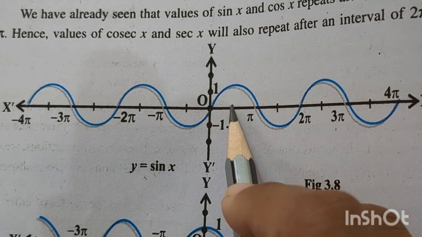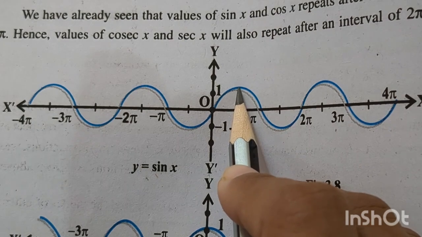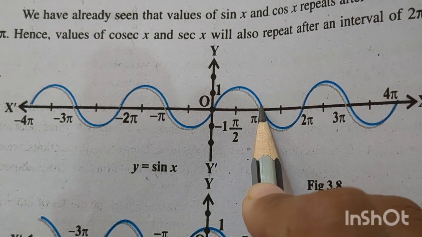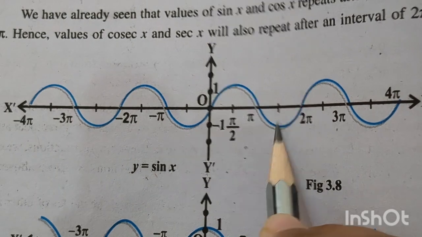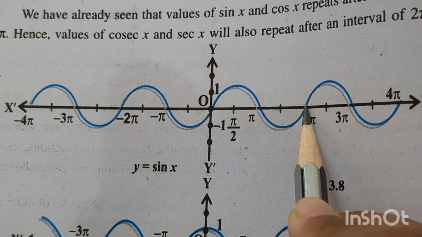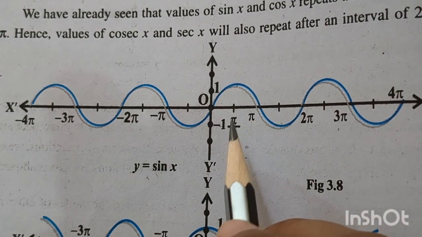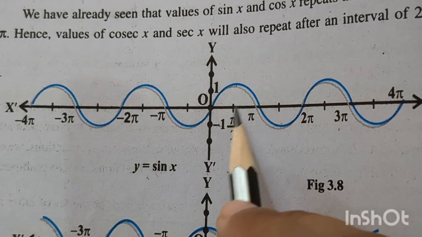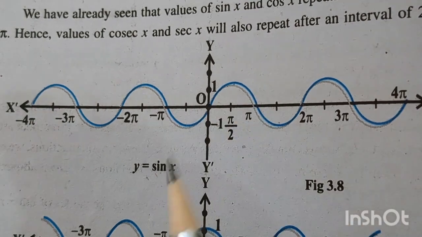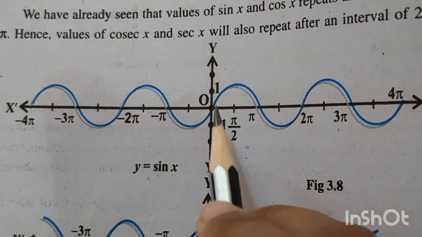Then corresponding to the angle pi by 2, we have the maximum value, plus 1. Then at pi the value is 0. Then here we have a value equal to minus 1. Again at 2 pi we have the value of sin x as 0. That means the value of sin x varies from minus 1 to plus 1. So all other values will be in between minus 1 and plus 1.